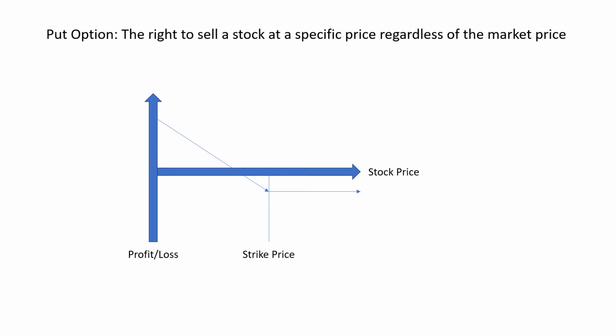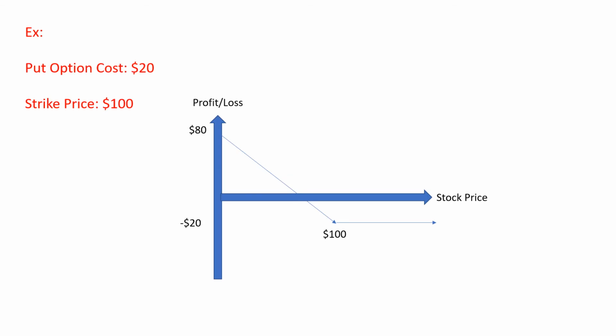So I'll demonstrate this with a quick example. In this example, we'll say I buy a put option for $20 that has a strike price of $100. So if the stock price is 0, then I would make $80 because I would execute my put option. I would be able to sell the stock at $100, even though its market value is 0. So I would make $80 because I would lose the $20 from the cost of the put option.